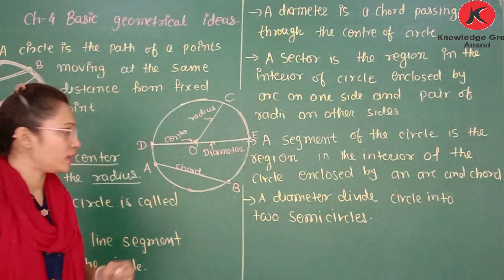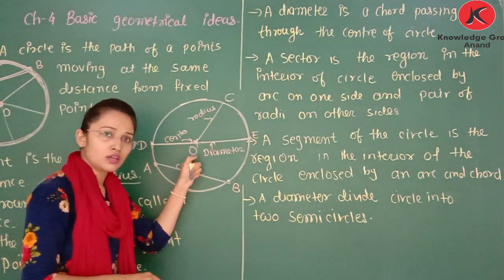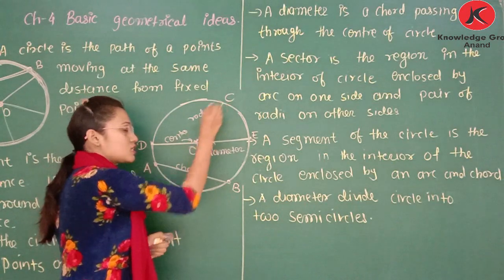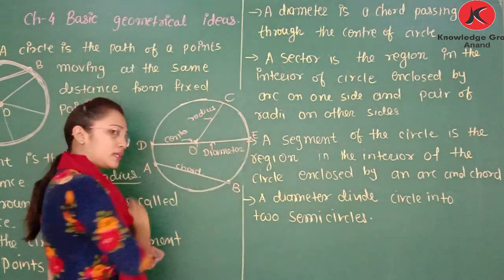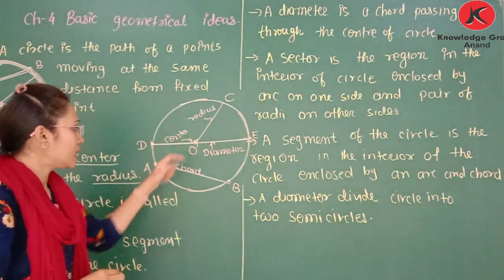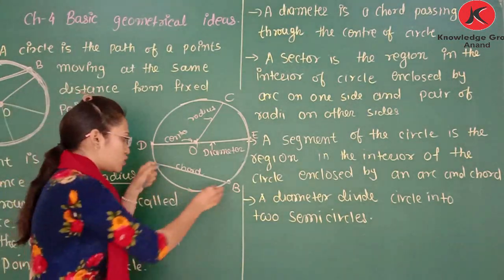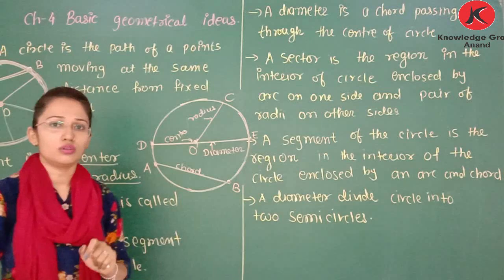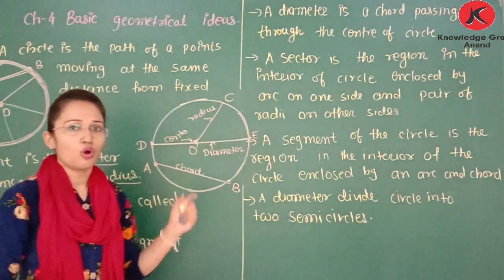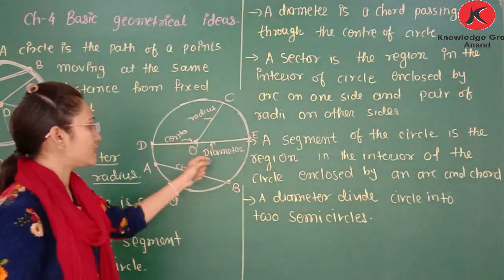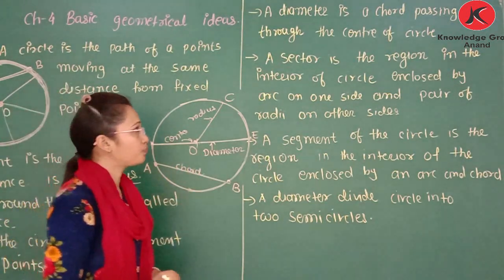Diameter. Again, what we learn? Center of the circle. Radius means fixed distance from the center, that is OC, OE and OD. Clear? Then we learn chord. It is joining 2 points on the circle, and if chord passes through center, it is called the diameter.